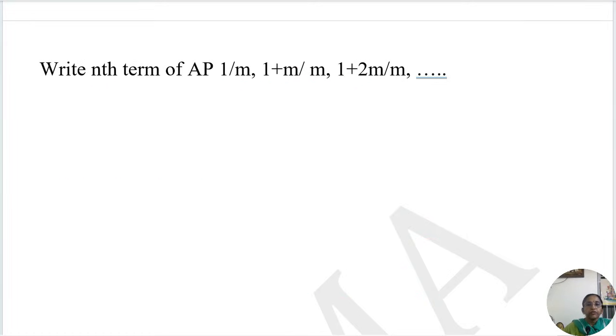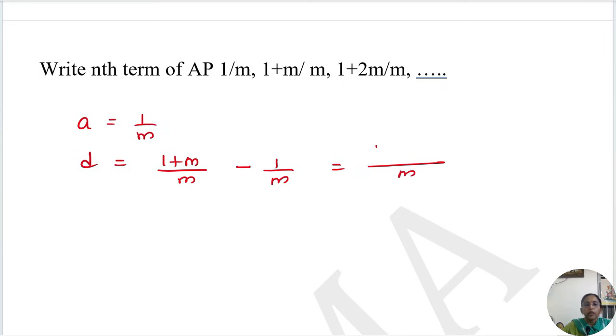Write the nth term of AP 1 by m, (1 plus m) divided by m, (1 plus 2m) divided by m, and so on. So our A value is 1 by m and our D value is the second item minus the first item. So take LCM with m: (1 plus m minus 1), so m divided by m is equal to 1. So our D value is 1.